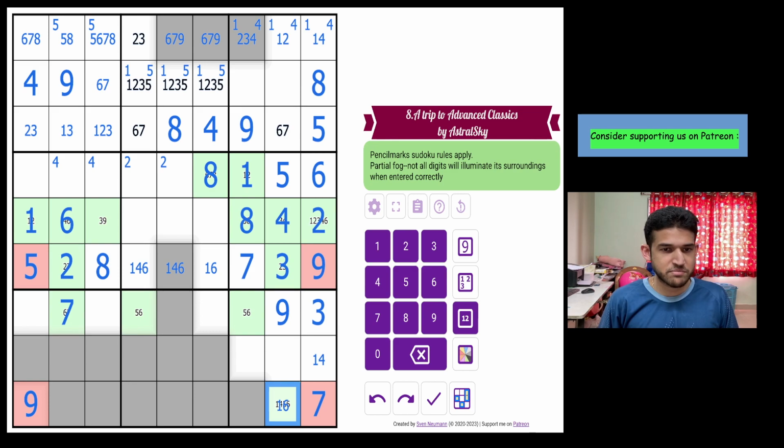You have a 5, 6 pair here, right? So 3, 9, 5, 6, and 7. So I'll need 1, 2, 4, and 8. Let's write the pencil marks. 2, 8, 1, 2, 4, 1 and 2, 1, 2, 4.